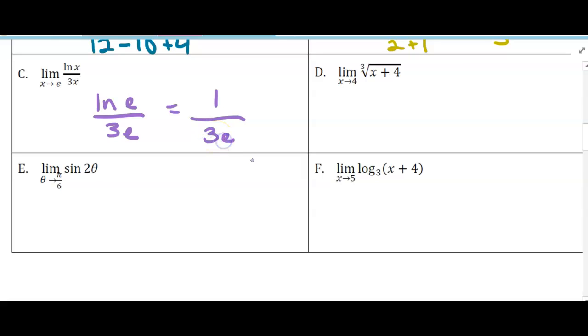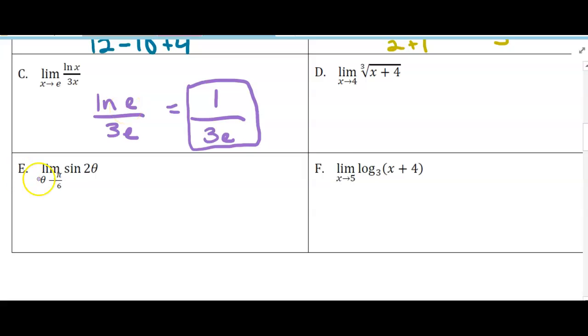Divided by 3e, and of course, this is what you'd see as an answer choice on the multiple choice section. They would not expect you to multiply 3 times e, which is 2 point whatever, divide 1 by that and get some decimal. This is going to be your final exact answer. But you needed to know that the natural log of e is 1.